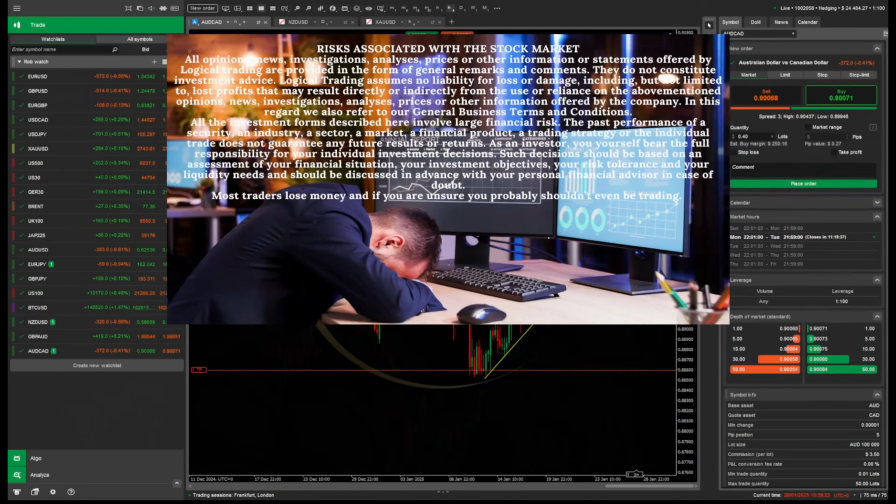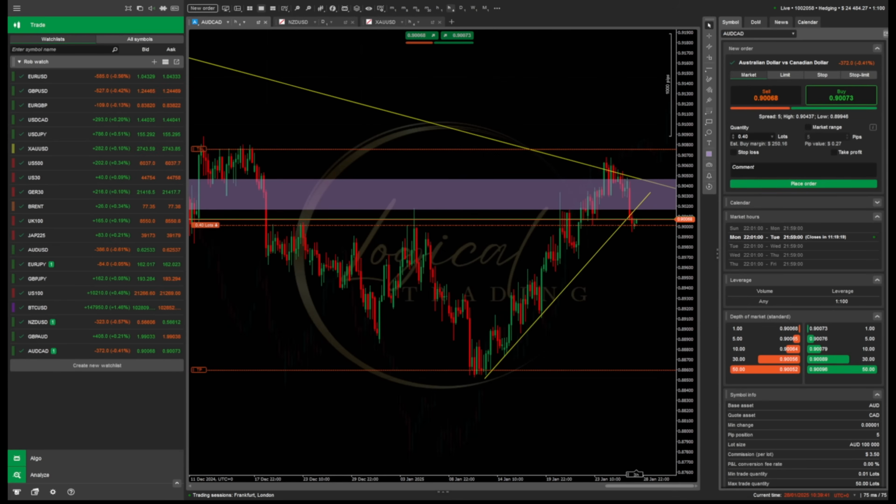Here's the charts. We're going to show you the simplest way to trade, the easiest way to trade in the market. Don't forget, guys, the market's risky. Most traders lose money, and if you're unsure, you probably shouldn't even be trading. Don't trade if you're not sure. There you go. That's as simple as it gets.